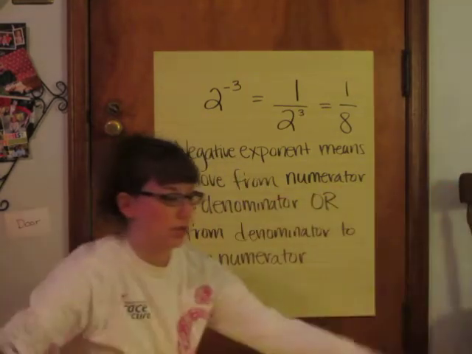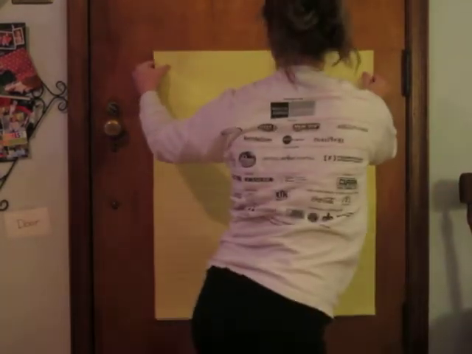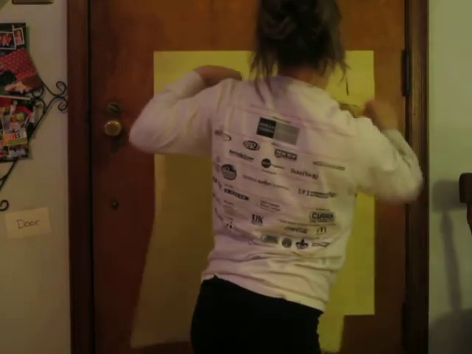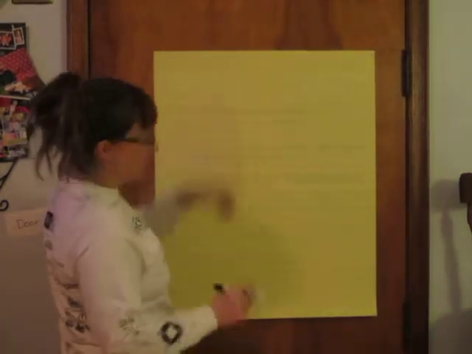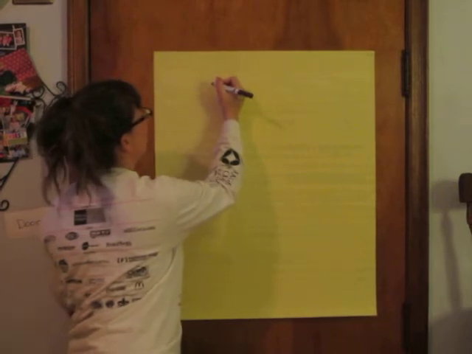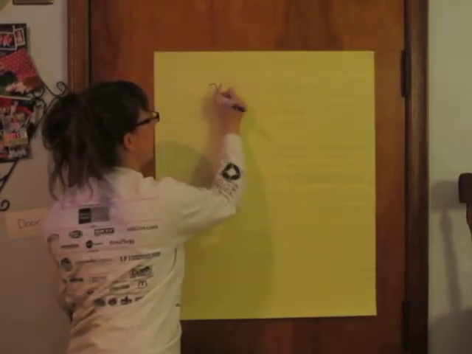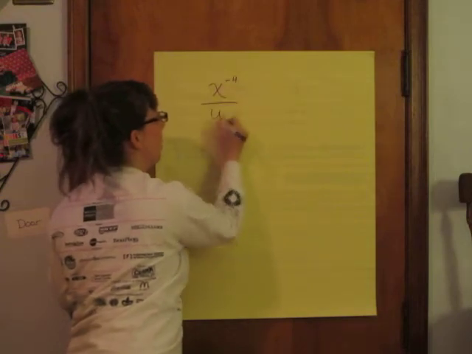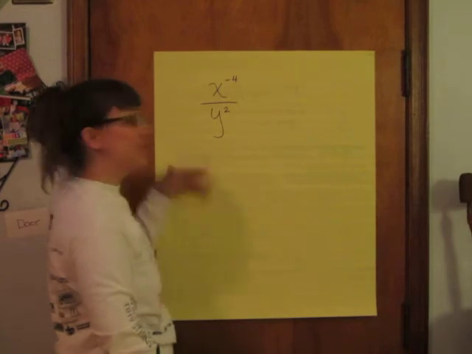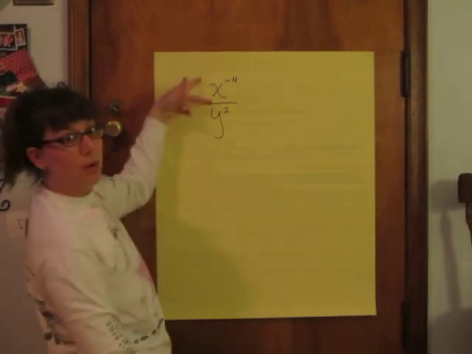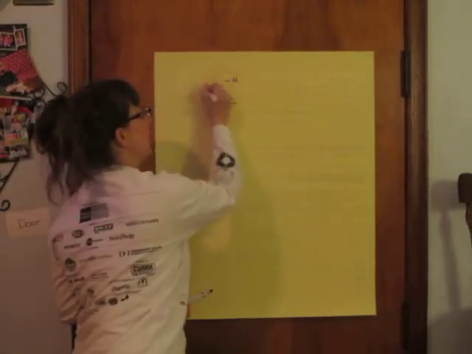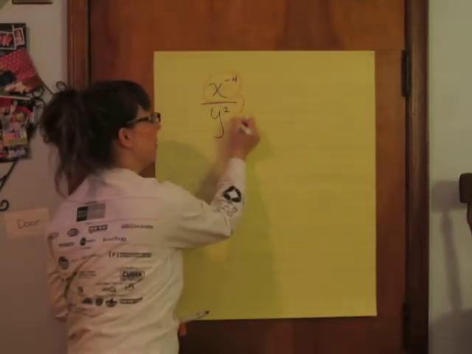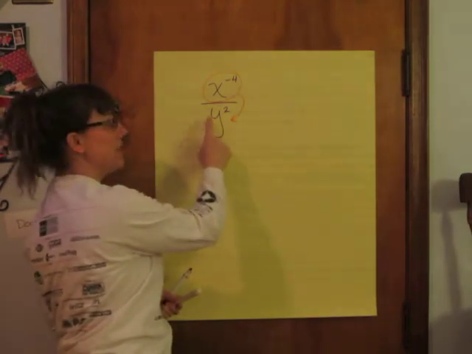Okay, so let's say instead we had, let's go with some variables this time, x to the negative 4th over y squared. Here's what I mean by it's not flipping. So the negative doesn't mean flip the x and the y. What it means is move this guy, and that means the whole thing from the top down to the bottom. This doesn't move. This stays exactly where it is.